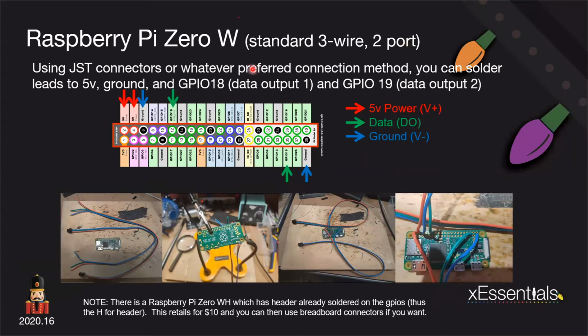how would you do that on a Raspberry Pi Zero W? Well, using JST connectors or whatever preferred connection method, you can solder leads to the 5-volt, ground, and GPIO 18 for data output 1 and GPIO 19 for data output 2 to give you your 2 different ports. This is a pinout diagram.